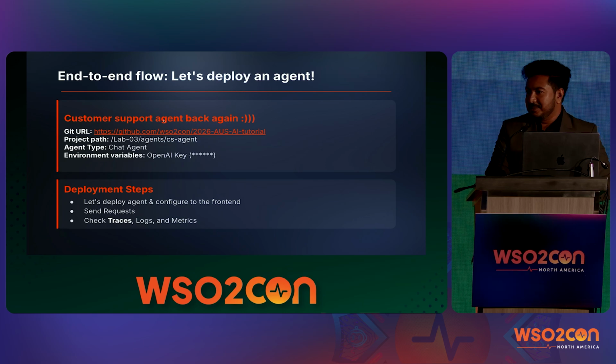It's again a customer support agent, but not the previous one, if you are in other lab sessions. So I need the GitHub URL. I need the project path to direct there. And this is a chat type agent. I will show you what that means. And then also I need the OpenAI key. These are the things I need to deploy here.